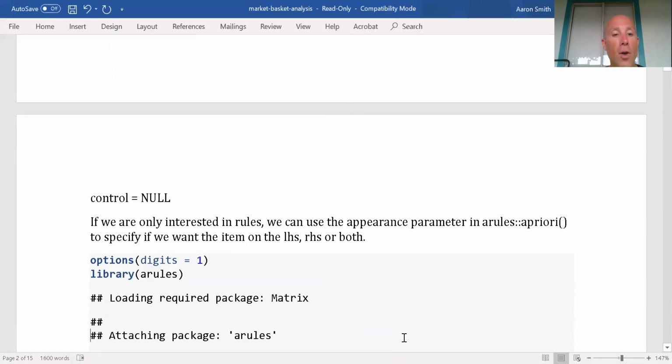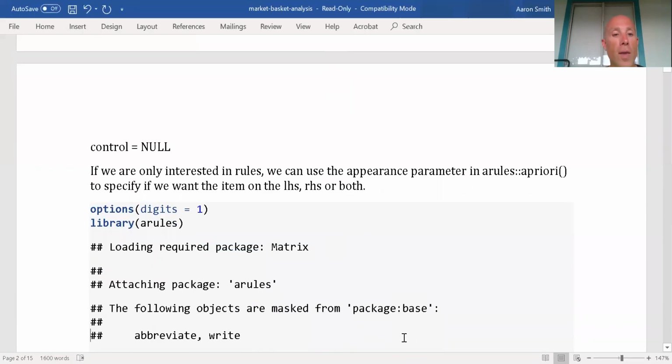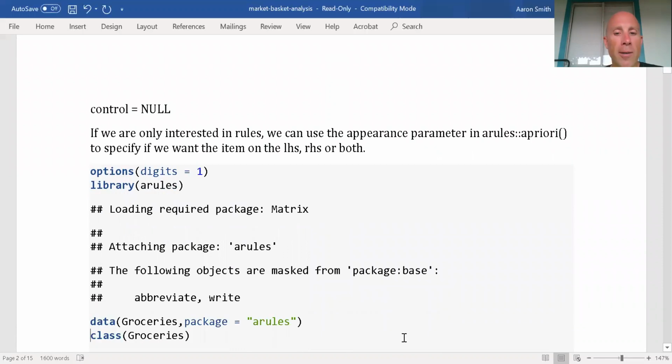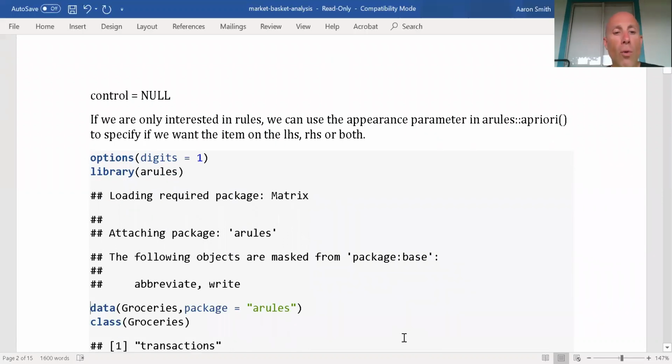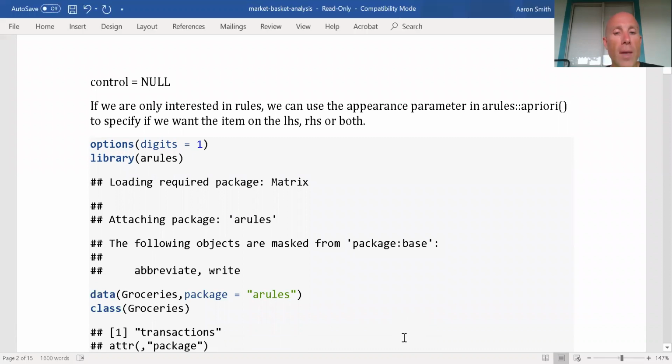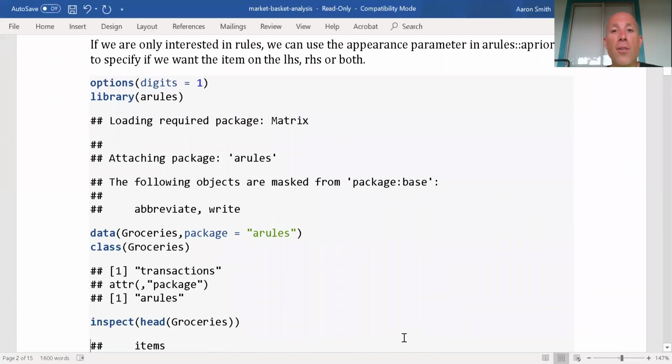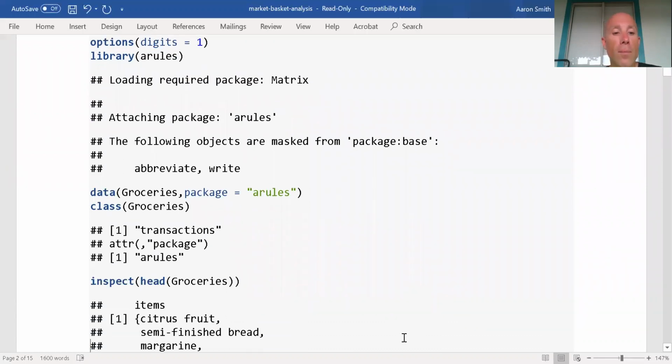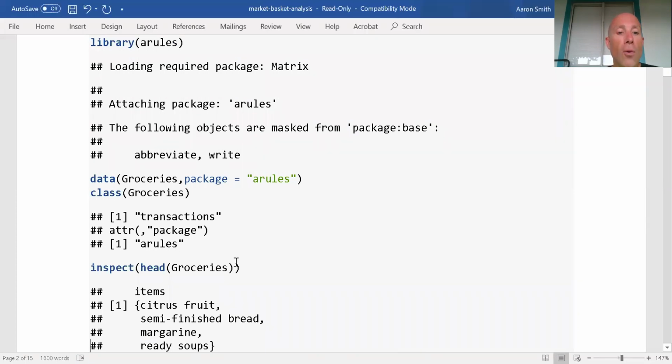All right, so let's take a look at the code. We're going to go ahead and use the arules package. We're going to use a groceries data set, and this is a class of transactions. This can be represented either as a transaction item, or as a binary matrix, where each basket is a row and each item is a column. A 1 indicates that that basket contained that item. A 0 means that item was not in the basket.